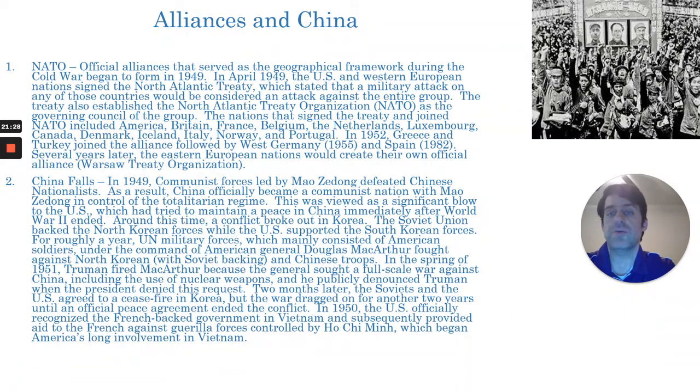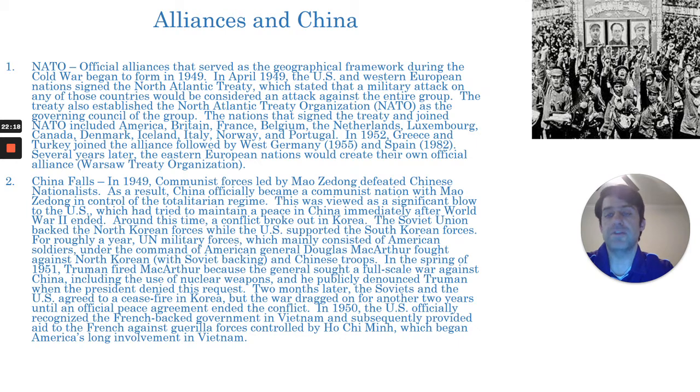The treaty also established what became known as the North Atlantic Treaty Organization, or as it's more popularly referred to by its acronym, NATO. NATO was the governing council of this group. So the countries that signed this treaty and officially joined what became known as NATO were as follows: America, Great Britain, France, Belgium, the Netherlands, Luxembourg, Canada, Denmark, Iceland, Italy, Norway, and Portugal. So all of these countries banded together in 1949.